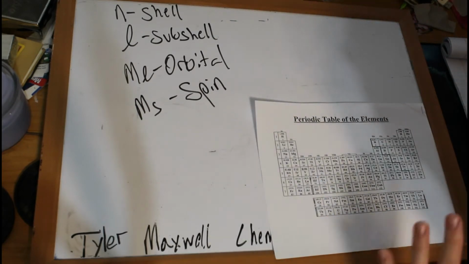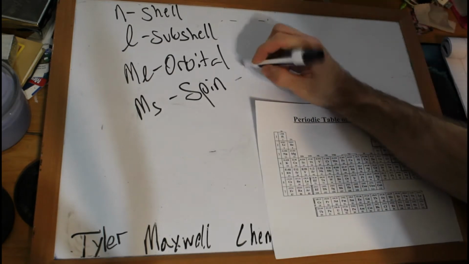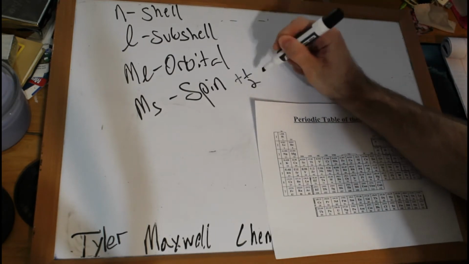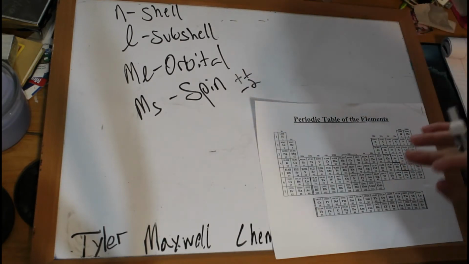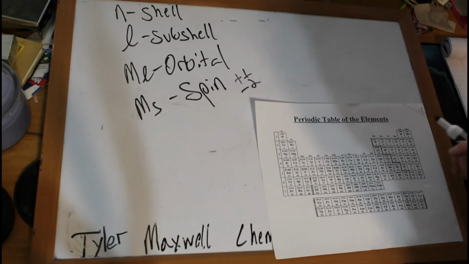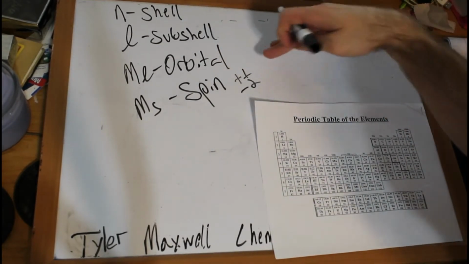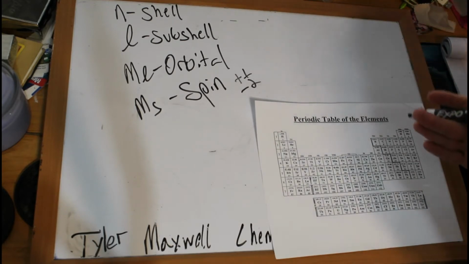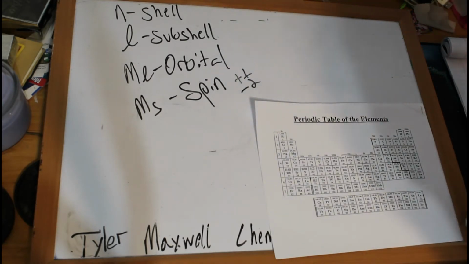So electrons have two spins. They could be plus 1/2 or minus 1/2. So spin has to be either plus or minus 1/2. So that's why no two electrons can have the same quantum numbers, because if you have two electrons in the same orbital, you'll have one electron that's spin plus 1/2 and one electron that's spin minus 1/2. So they can never have the same quantum numbers.